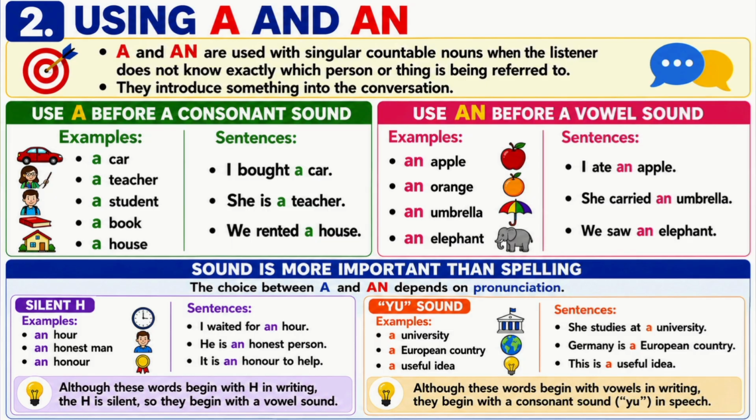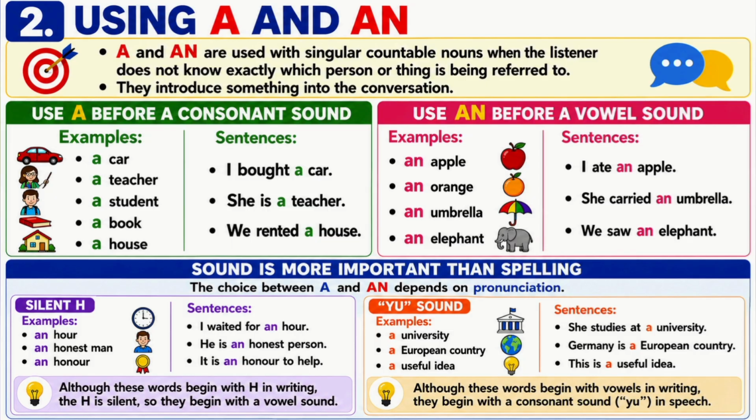Let's see words with a silent H. Examples, an hour, an honest man, an honor. Even though these words begin with the letter H, the H is silent. So they begin with a vowel sound and we use an. Sentences, I waited for an hour. He is an honest person. It is an honor to help.